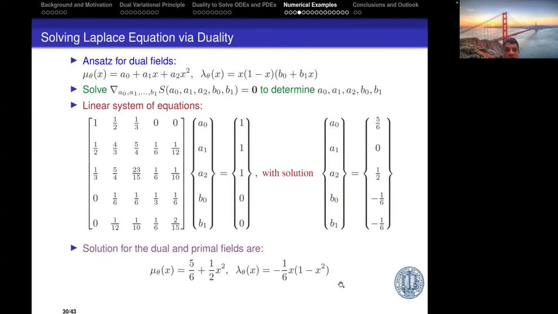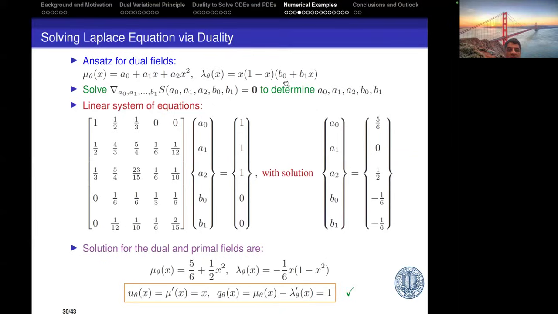So let's see what it corresponds to. It corresponds to u theta as mu prime. But what is mu prime? Mu prime is x. And q theta is mu minus lambda prime, and you can see from here that it's equal to 1. So of course, it should recover the exact solution because I have chosen ansatzes that lie in my exact space. They span the solutions in the exact solution. Therefore, you must recover the exact solution if you have a bona fide variational principle. That is what happens.